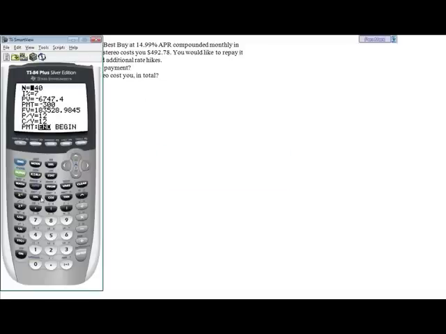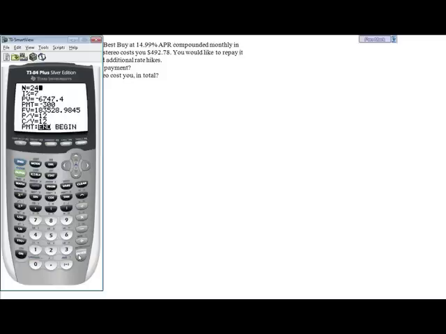In this problem, we're buying a stereo that runs $492.78. We'd like to repay it within 24 months in order to avoid additional rate hikes, and the APR is 14.99%. So the first thing we want to know is what will the monthly payment be in order to complete this. So we'll come over to our TVM solver.